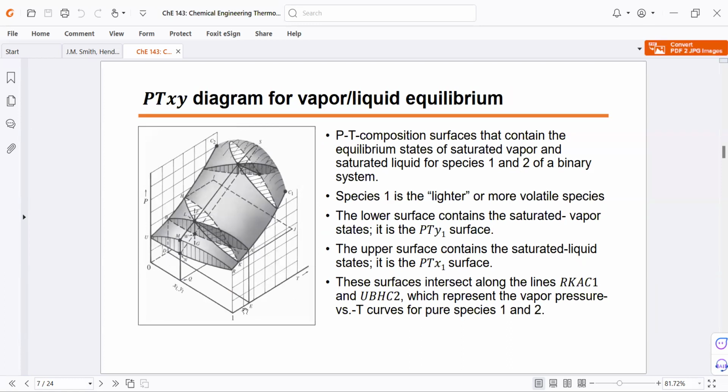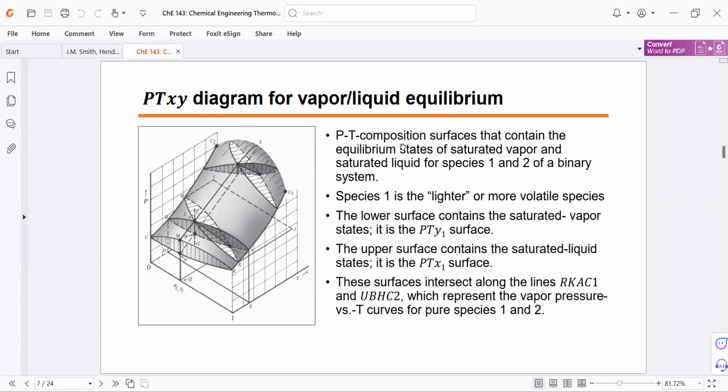That's why I told you that we will be focusing on a binary system, because when we just deal with two chemical species, we can represent them in 3D. More species would make it difficult to add another dimension. So let's focus our attention on the PTxy diagram for species 1 and 2 of a binary system. This is the 3D diagram of the PTxy vapor liquid equilibrium.